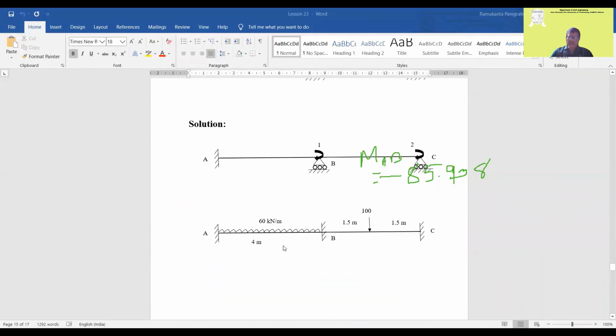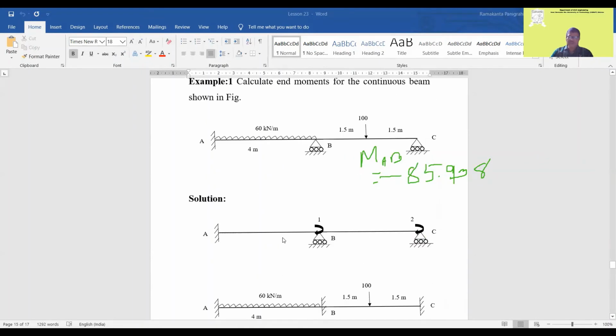So what are the values now? In this problem, I can say this is minus 85.938. So the diagram is 85.938, this is 68 point something plus, 68.15 or whatever the value. And here also 68.1 minus. Both must be equal and opposite, as you know, so the sum is 0 here.